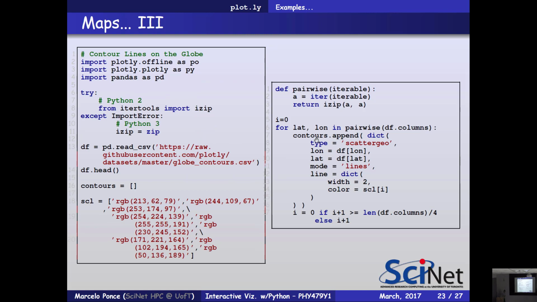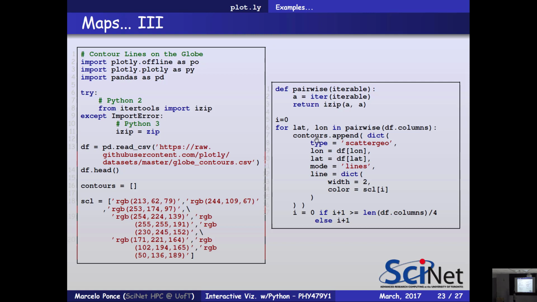This one I think is pretty cool. So this one will use the whole globe, and it will try to draw isocontour surfaces on the globe. Like think about weather predictions, isotemperature lines, barotropic lines, those kind of things.